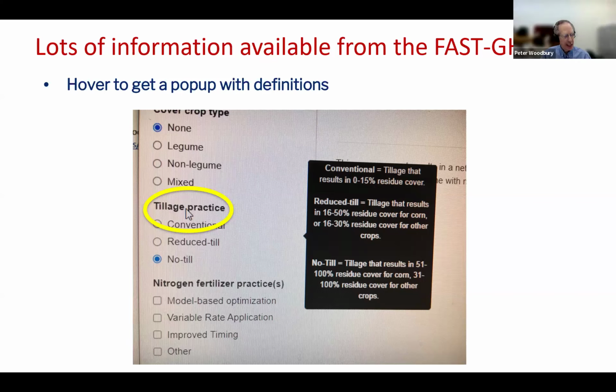Now I'm going to say just a little bit about how you can get more information about the tool. There's a number of different ways to do it. The first way is you can hover over some text and get a pop-up. Here I'm showing that we're hovering over tillage practice, and we're getting this black pop-up box that defines the 3 different tillage practices: conventional, reduced till, and no-till. And you can hover over other practices to get a definition of them as well.